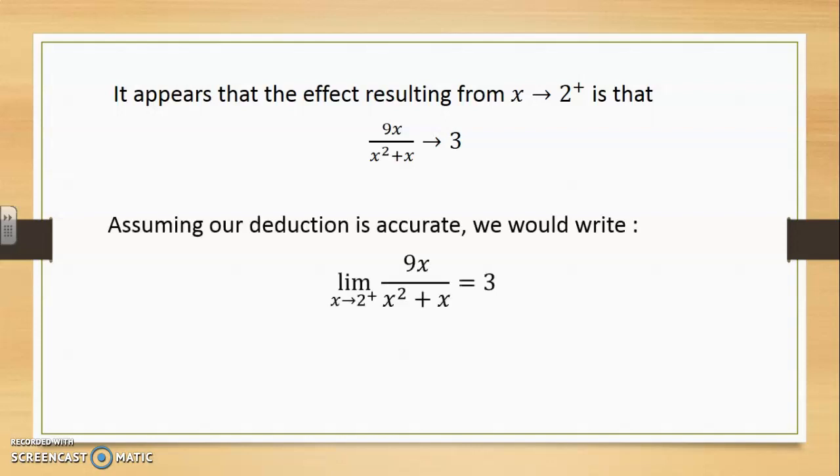So again, assuming that we are making the right implications here, we can write that the limit as x heads towards 2 from the right for the function 9x over x squared plus x is equal to 3. Or that the limit as x heads towards 2 from the right of our function called f of x is equal to 3.